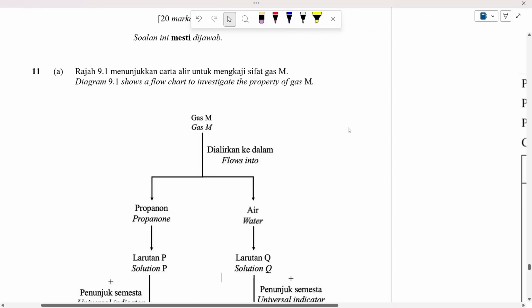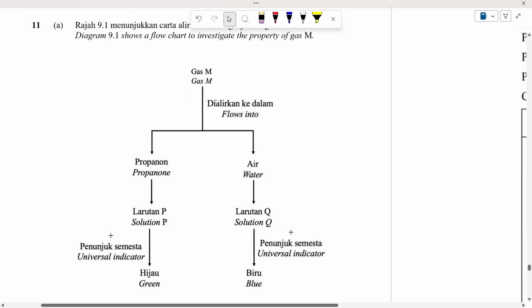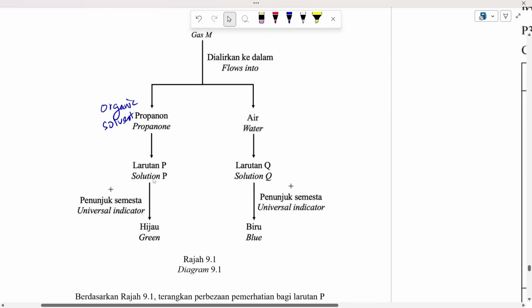The diagram shows the flow chart to investigate the properties of gas M. So now you are given the gas M. Let's see what the properties are. First it flows into propanone. What is propanone actually? It is an organic solvent, a very popular one. Then it forms a solution P. Add a few drops of universal indicator to solution P, and it shows a green color.